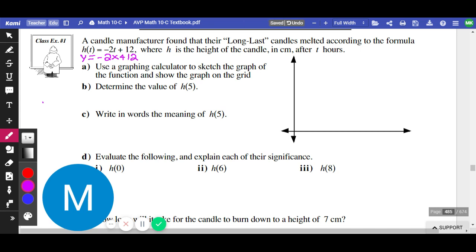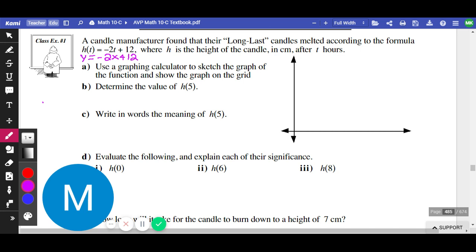Question A. Use a graphing calculator to sketch the graph of the function and show the graph on the grid. Okay, we're going to graph this together, so pull out your graphing calculators. When you want to graph something, you put it into your y1, just a reminder on how to do that. y1 and y2 and all those things are right here, with your y equals button. In the top left-hand corner, you hit y equals.